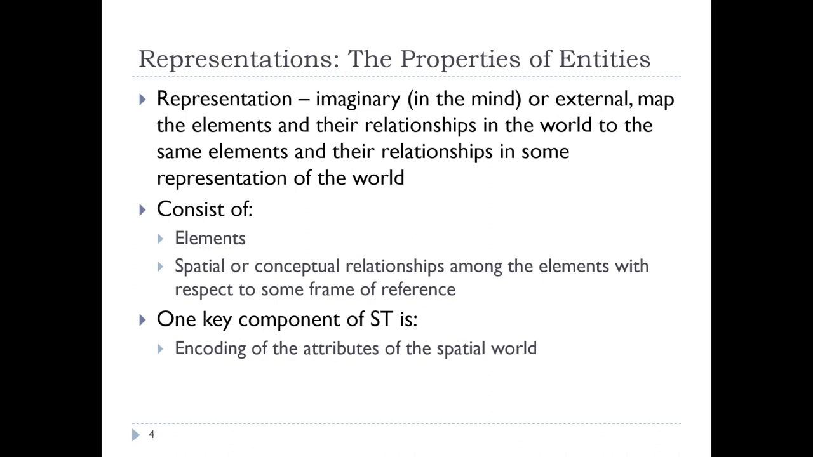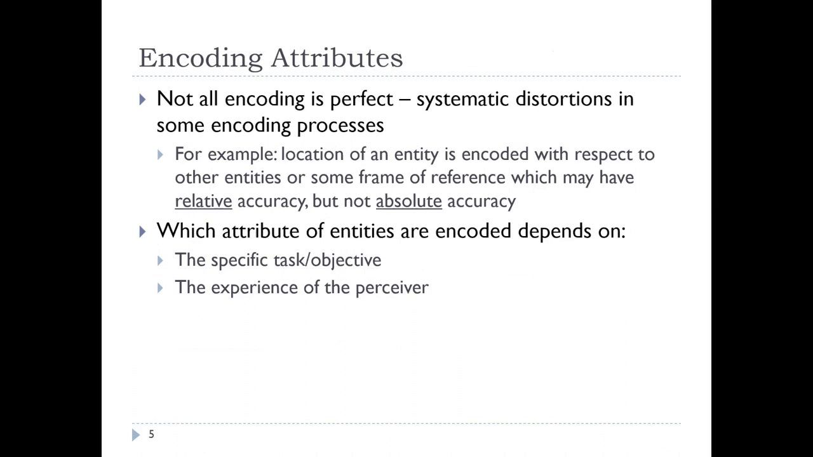Makes total sense. And so those representations consist of those elements or objects, and then the spatial relationships among those objects with respect to some frame of reference. Everything has to be in some kind of context. And one of the key components of spatial thinking is taking those real world objects and encoding them into something that we can then either mentally manipulate or physically manipulate. So we call that encoding of the attributes of the spatial world.